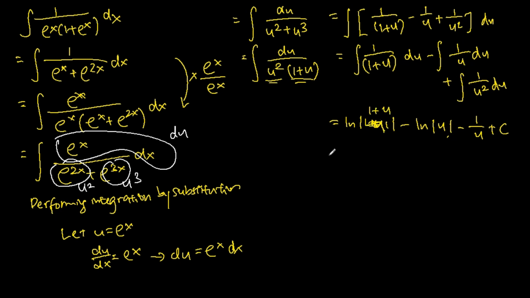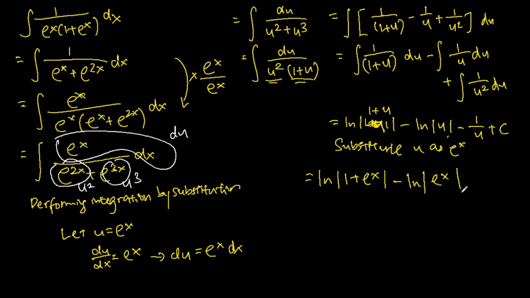Last but not least, because we did a change of variables just now from x to u, we have to change it back. So we substitute u as e to the power x. We are switching back to the x variable, because that is what the question originally asked in terms of x. So there will be ln absolute 1 plus e to the power x, subtracting away ln absolute e to the power x, minus 1 over e to the power x plus C.